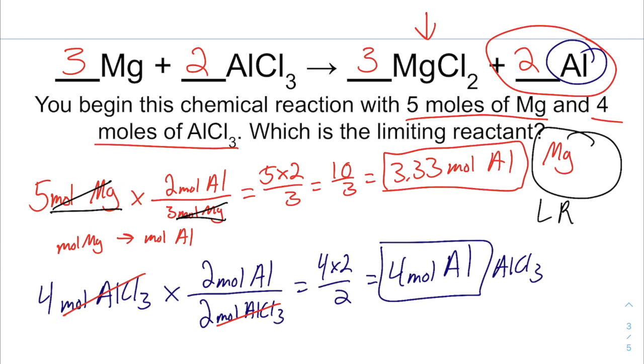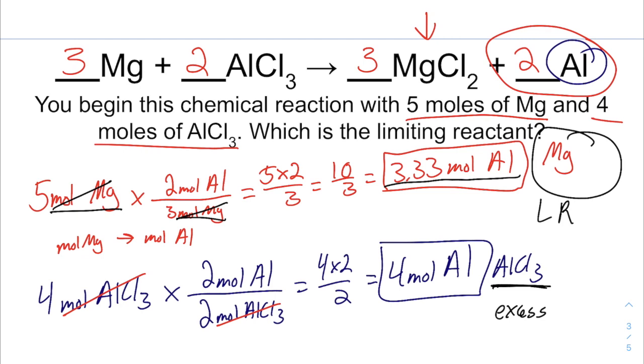The reason I can say that is because magnesium is only able to make 3.33 moles of aluminum. Aluminum chloride, AlCl3, is going to be the excess reactant, because it can make 4 moles of Al. Magnesium can make the least amount, so that means that we are going to run out of magnesium. We will only end with 3.33 moles of aluminum.